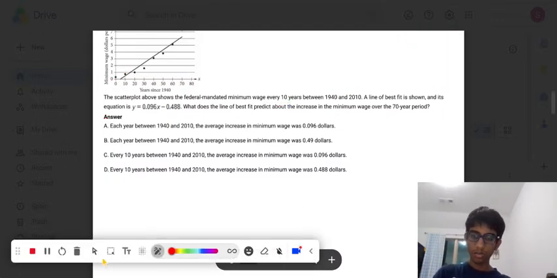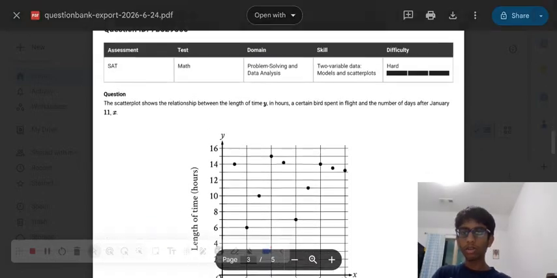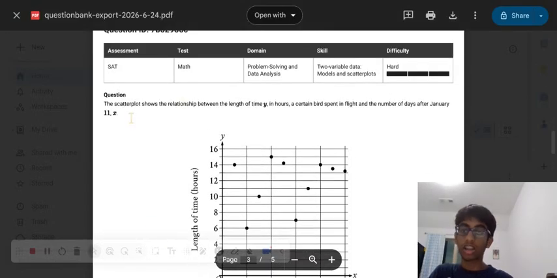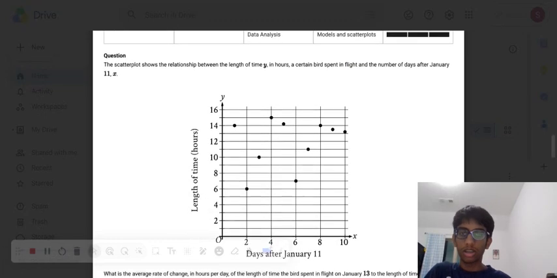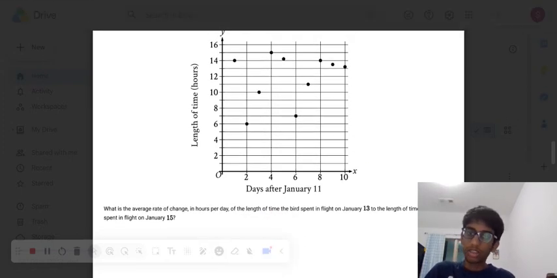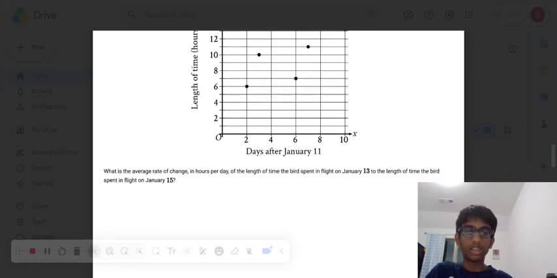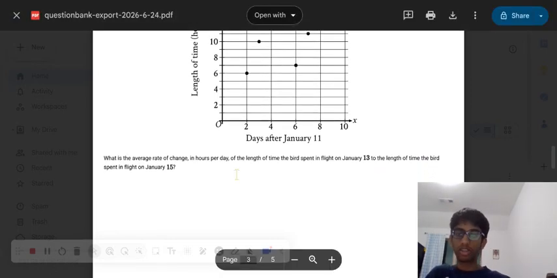Moving on to the next problem, it states the scatter plot shows the relationship between the time y, in hours, a certain bird spent in flight and the number of days after January 11th, x. What is the average rate of change, in hours per day, of the length of time the bird spent in flight from January 13th to January 15th?